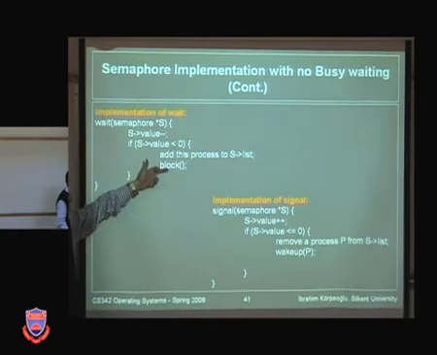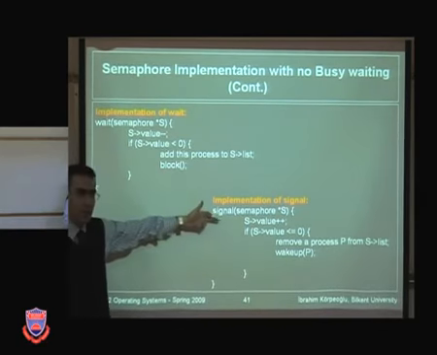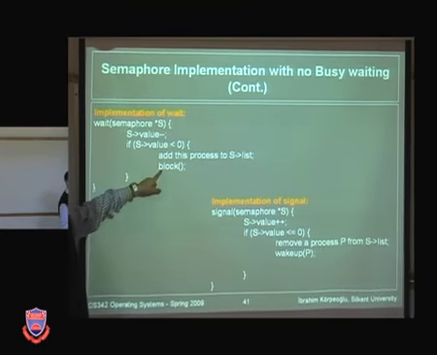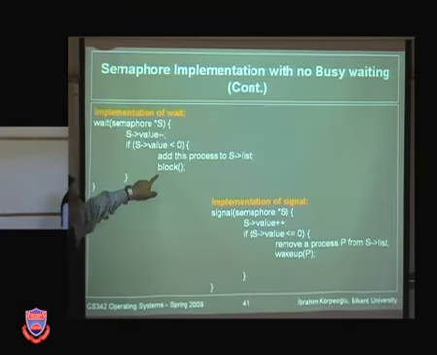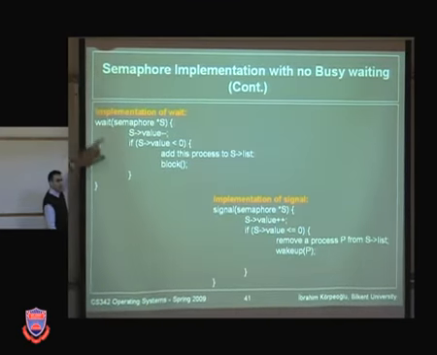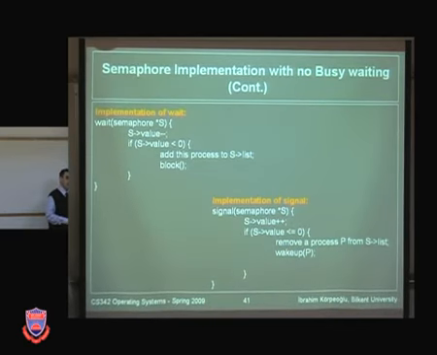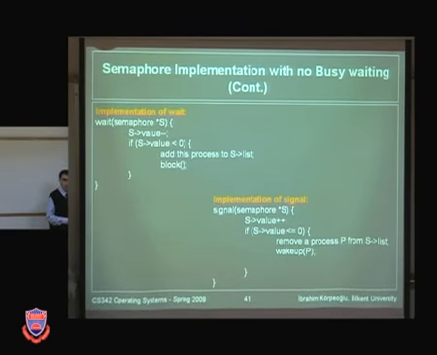So next time the process is unblocked by a signal, it will continue its execution from this point in time, from this point in its code, in the kernel. That means it will return immediately from the wait and will execute some other statement after the wait in the program. Is it clear?